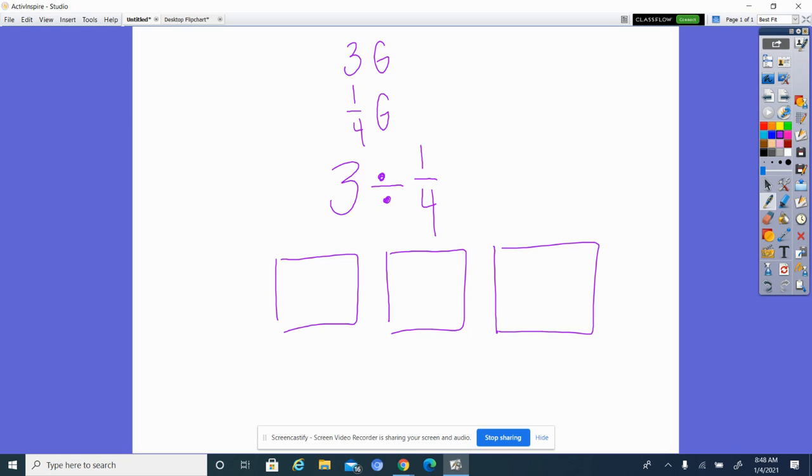What are we dividing our 3 holes into? Manuel? 4. Good. 1/4 pieces. Okay? So here's 1 time he can mow the lawn, 2 times he can mow the lawn, 3 times he can mow the lawn, 4 times he can mow the lawn. How many times can he mow the lawn before he has to get new gas? 12. So 3 divided by 1/4 is 12.